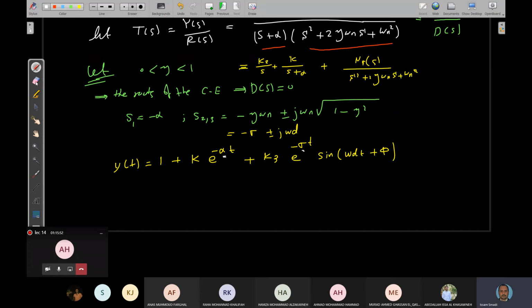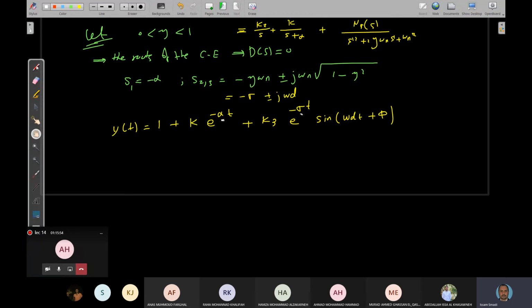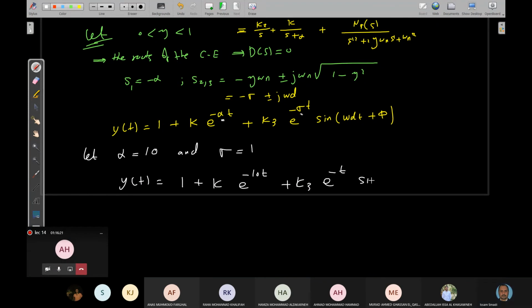Now let's discuss the following scenario. The first scenario, let's assume alpha is equal to 10 and sigma equal to 1. So y of t in this case equals 1 plus certain K exponential minus 10t plus certain K, I don't care about, exponential of minus t sine omega d t plus certain angle.